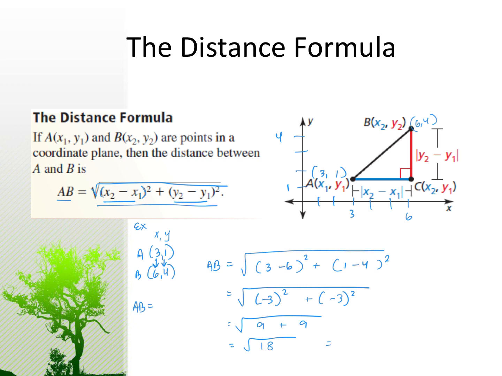So AB, the length of AB is the square root of 18. I can simplify that. I know that this is 9 times 2, so it's 3 radical 2. Or I can plug it in my calculator and get a decimal. We're going to want simplified radicals. And so that's how we find the distance. So I know the length from A to B is going to be 3 radical 2.